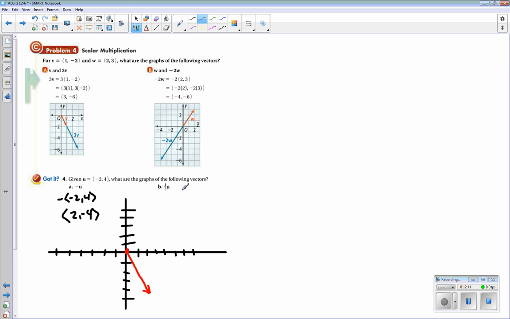Okay, so now we're going to take our vector u and we're going to multiply it by 1/2. And when we do, we get negative 1, 2. So now go negative 1, 2. And that is that one. Easy peasy, basic.